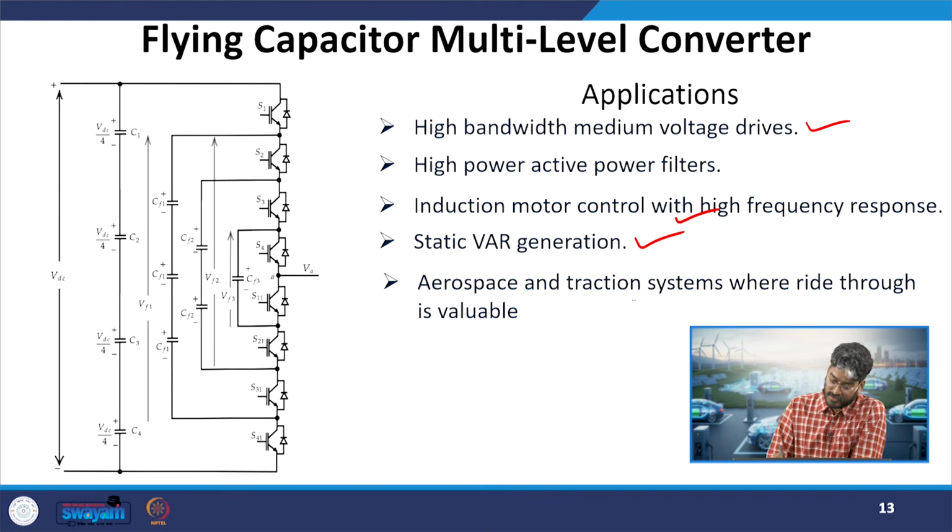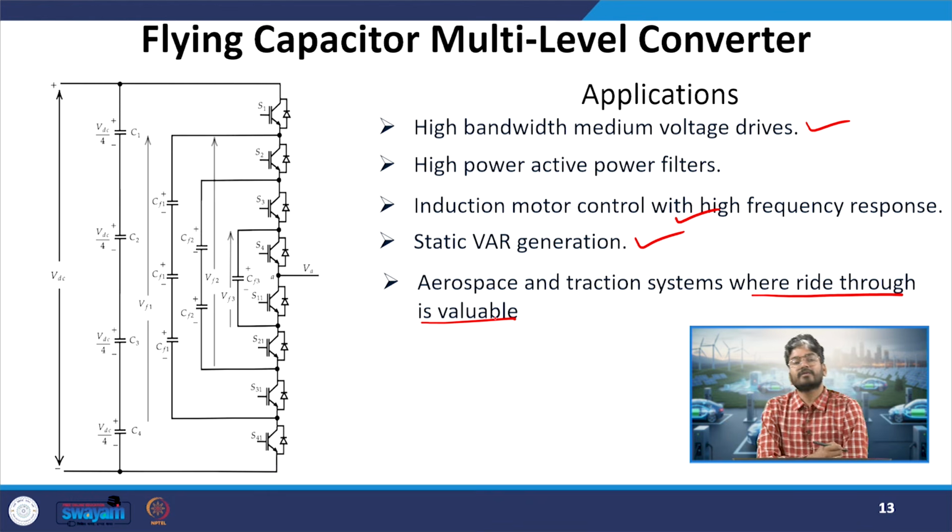So in this case, what is the advantage of this ride through? Here we have energy stored inside the capacitor. Suppose there is some fault, so I can have some time, I can run the circuit in the online mode, or I can keep the converter online because of the existing energy inside the converter. That's what is called ride through capability. Because of this reason, it finds application in aerospace and traction.